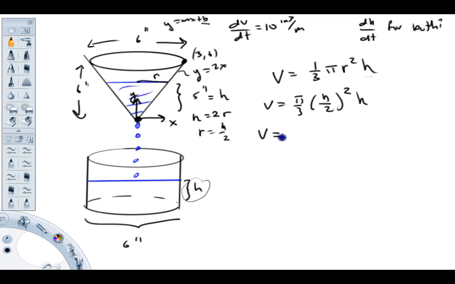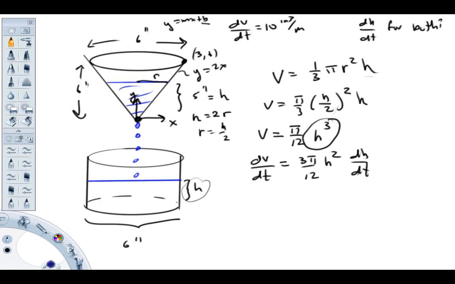Now I'm going to separate off the constants here. So pi over 3, and this is 2 squared, so this is 4 times 3 is 12. So it looks like pi over 12 times h. There's 2 of them here and 1 more there, cubed. So there's that same formula as a function of h. Now I can calculate dV/dt, which is going to equal 3 pi over 12 times h squared dh/dt. And that's from differentiation of h cubed.